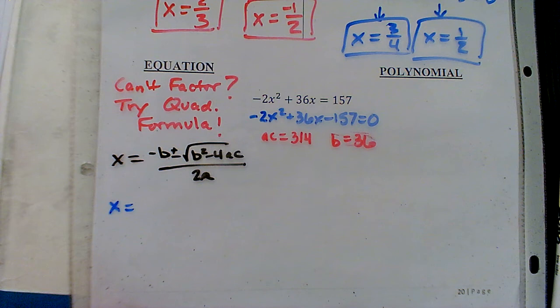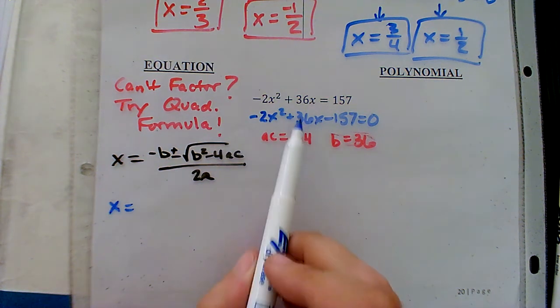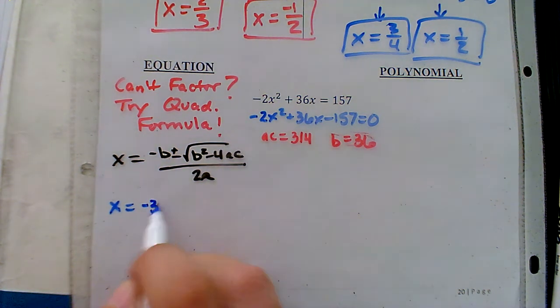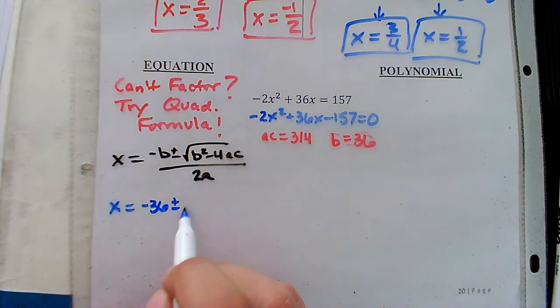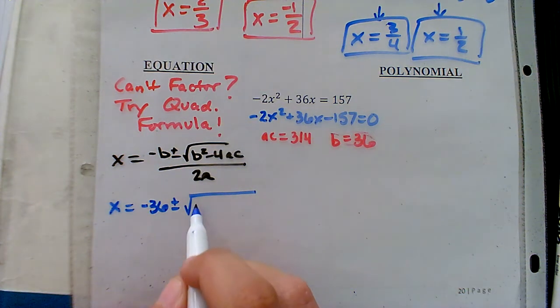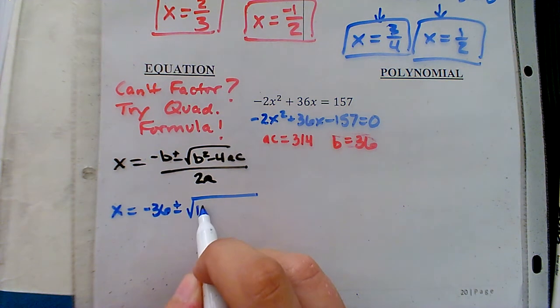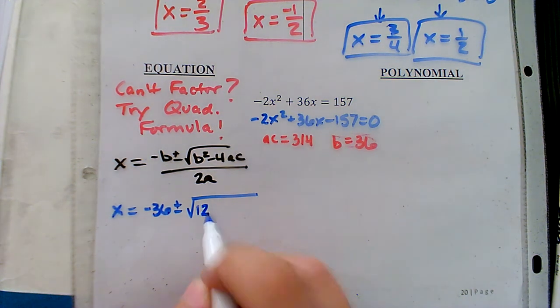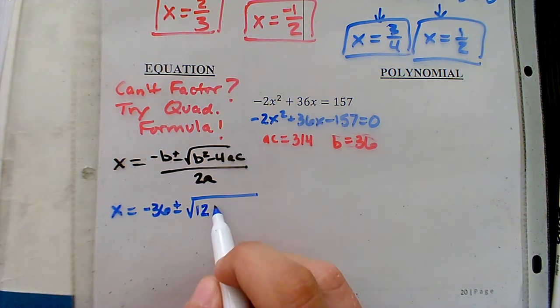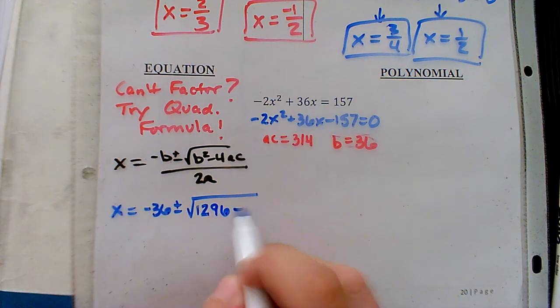Let's go ahead and apply it. All right. b value 36. So we need the opposite of that, plus or minus the square root. On your calculator, b squared, 36 squared. What is it? 1296. All right, perfect.